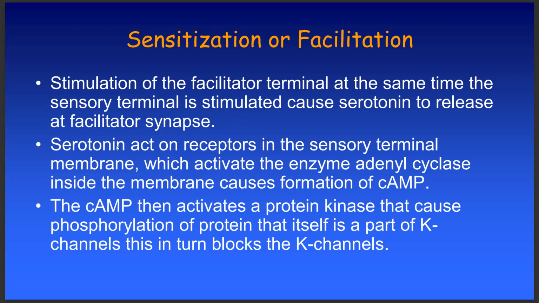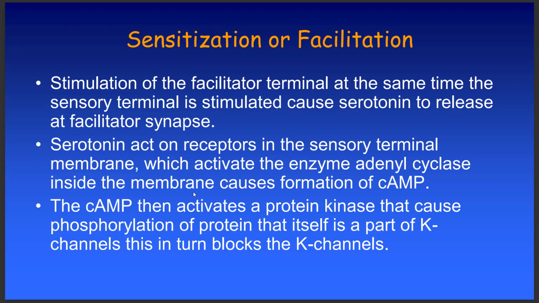The second step: the released neurotransmitter, serotonin, acts on the receptors in the sensory terminal membrane and in response activates the enzyme adenyl cyclase inside the membrane, causing formation of cyclic AMP. To summarize, initially there was a release of serotonin, which acted on the receptor, and this caused activation of the enzyme adenyl cyclase. This enzyme, when activated, causes the formation of cyclic AMP.